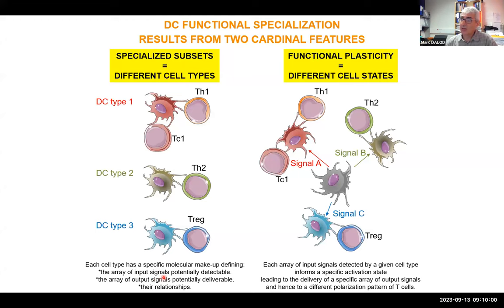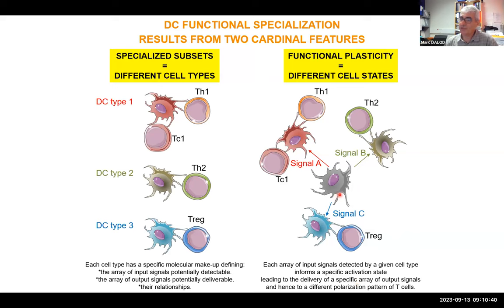And therefore, one of the things that characterize the different DC types is that they are equipped with different arrays of innate immune recognition receptors to detect different universe of input signals. And they can deliver different output signals, and they are made in a way that links the input signals with output signals. And these combinations define the universe of responses that a given DC type can mount. And then the actual combination of input signal that the DC type senses is going to determine the actual combination of output signals it is going to deliver in a specific physiopathological context.